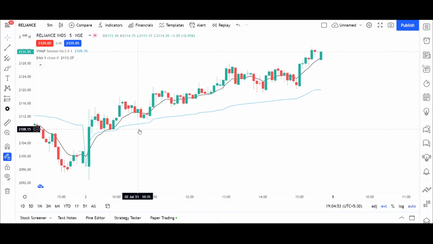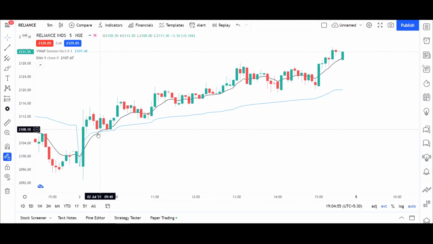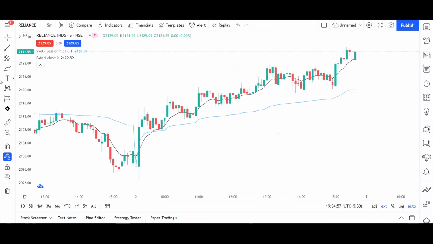When this happens, as we can see, Reliance then took a bullish trend as soon as it crossed over. It took support from the VWAP, and then it stayed in a bullish trend, as we can see, all the way from here to here.